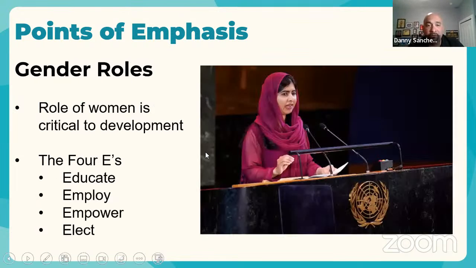Let's talk about gender roles. And again, a picture of one of my favorite people in the world, Malala. And the way she has advocated for women, and the idea that the role of women is critical to development as a whole. You probably might want to write this down: when it comes to understanding the role of women, I always advocate for what I call the 4 E's: educate, employ, empower, and elect.